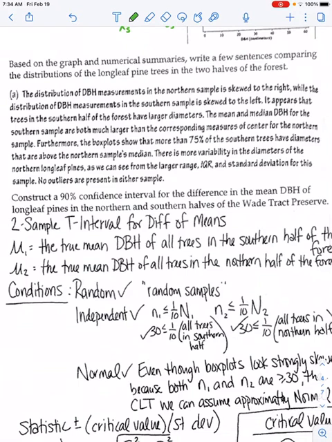Now, the first question says, based on the graph and the numerical summaries, write a few sentences comparing the distributions of the longleaf pine trees in the 2 halves of the forest. Okay, if you're going to compare the distributions, and we did this a long time ago, and we weren't necessarily great at it, but we need to compare center, shape, and spread. And when we do that comparison, we need to use actual data to back up our conclusion. You don't want to ramble, but you want to have information to back up your conclusion.